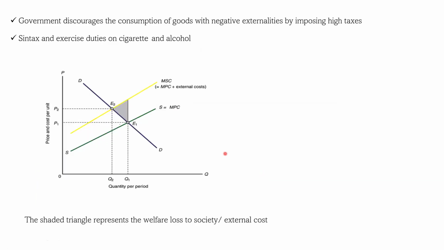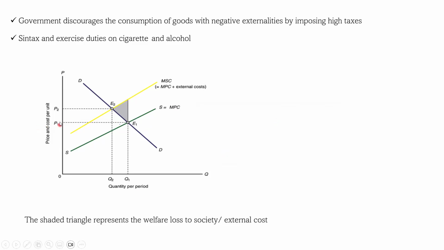And for positive externalities, the marginal social cost is less than the marginal private cost. So this is the graph I wanted us to look at. With negative externalities, the government tries to come in by imposing taxes or putting regulations on products that have negative externalities. The government is trying to discourage the consumption of these products, for example alcohol and cigarettes. The government charges sin tax on these products to discourage their consumption.